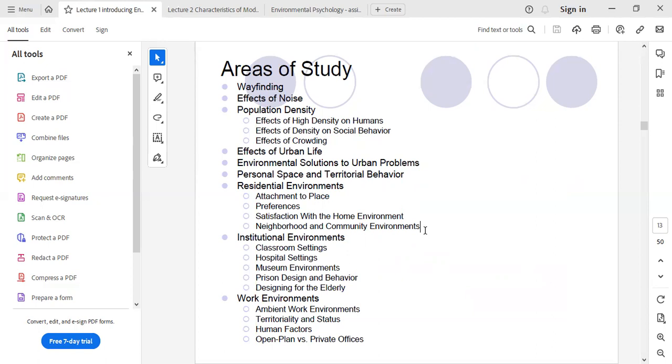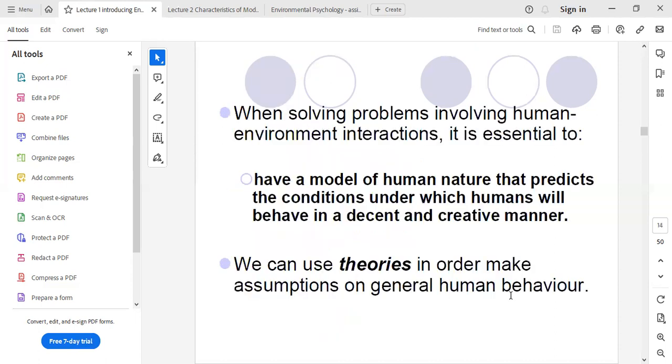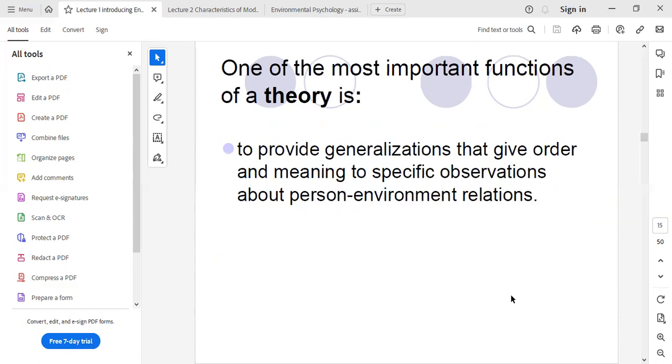Then effects of urban life, because urban life is detached from nature, environmental solutions to such urban problems, looking at space and territorial behavior, residential environment, and so on. So those are some of the problems or areas that environmental psychology, or people who study environmental psychology, look into, so that they can deal with such scenarios for the betterment of people, or for solving such interactional problems in regards to our environment.